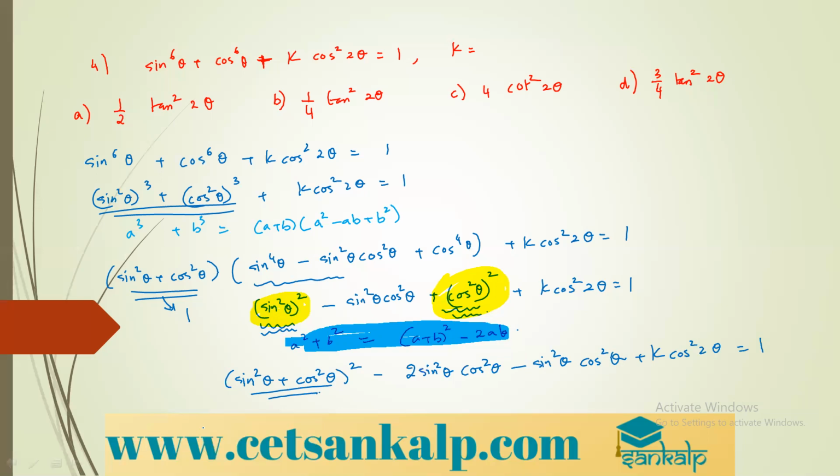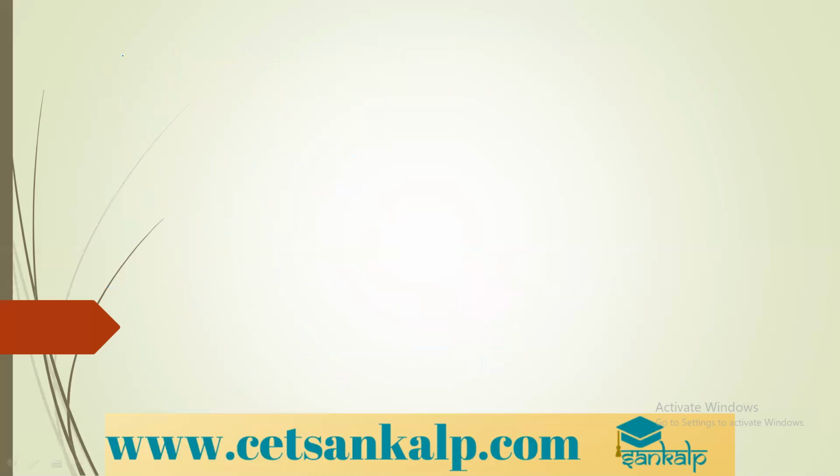So 1 square is 1, and minus 3 sine square theta cos square theta. So I have 1 minus 3 sine square theta cos square theta plus k cos square 2 theta equal to 1. This one and this one will cancel. Now what I will write is minus 3, and then this (sine theta cos theta) whole square I will write. And then k cos square 2 theta equal to 0.